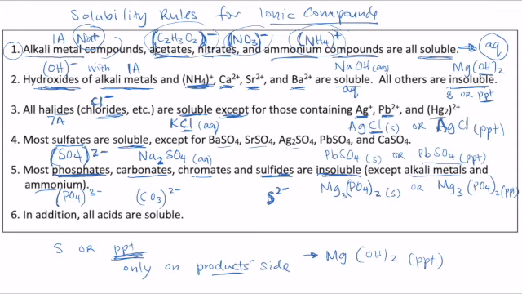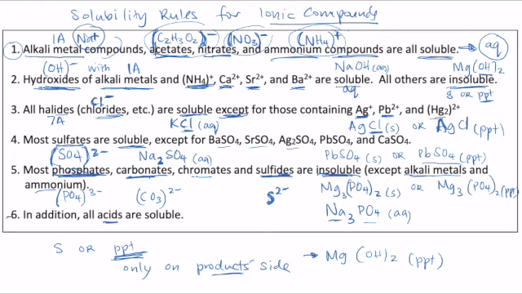Okay, so for example, if you have Na3PO4, this would be an AQ because you have the alkali metal attached to the phosphate. Okay, so that would be true about the carbonates and the sulfides as well.